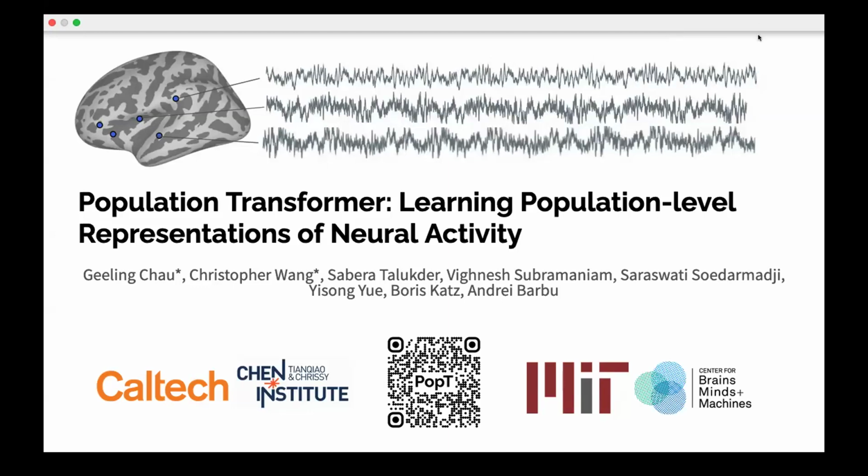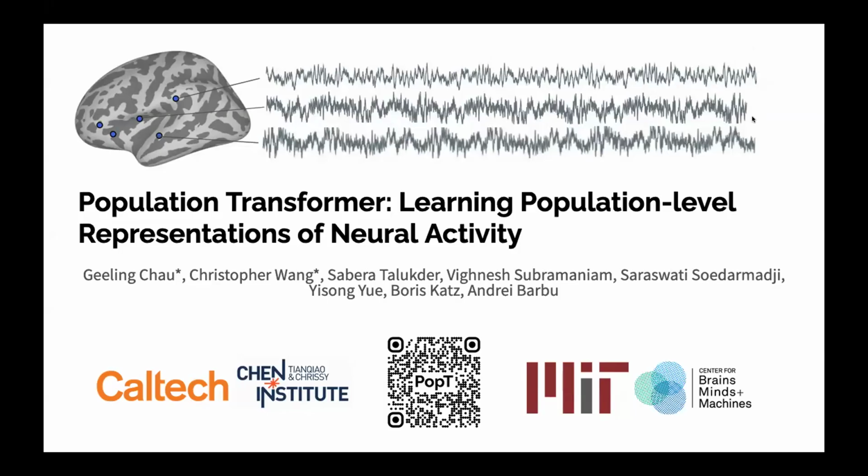My name is Geeling Chau, and today I'll be sharing with you some of our experiences in scaling models for intracranial EEG data. This type of data is recorded from within the brain. As you can see in this brain picture, we have electrodes inside the brain, which give you high resolution EEG signals, which are basically averages of neural activity around the electrode.